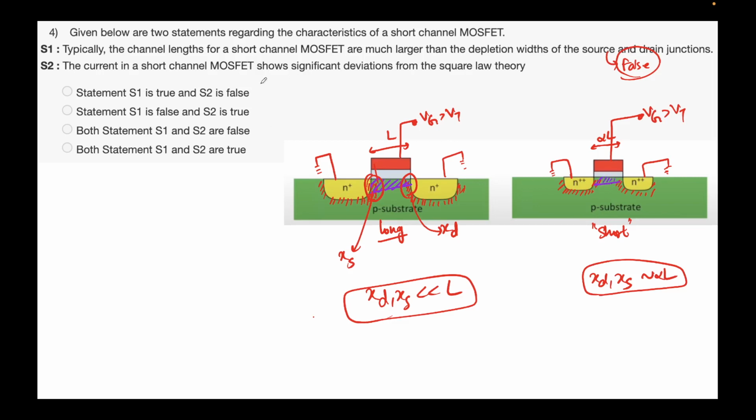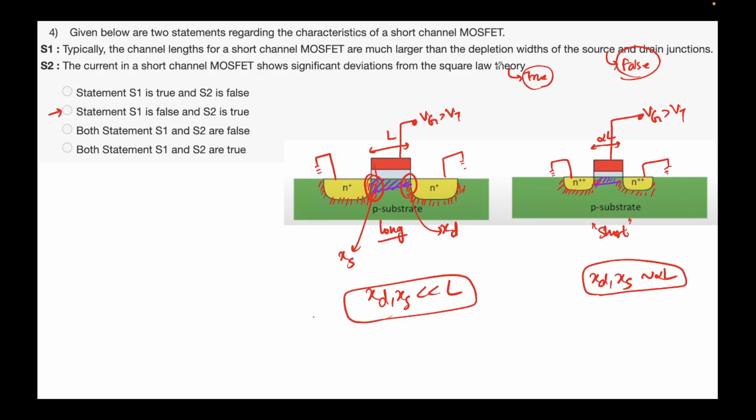Okay. Second part is that the current in a short channel MOSFET shows significant deviations from square law theory. This is true, and we'll try to see how in the next part. Okay, but this is true for now. So I'll just finish this question. First is false and second is true. So this is correct, and how it deviates from square law theory we'll just see in a minute, right?